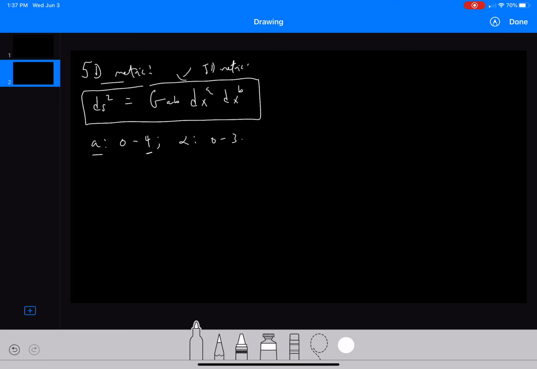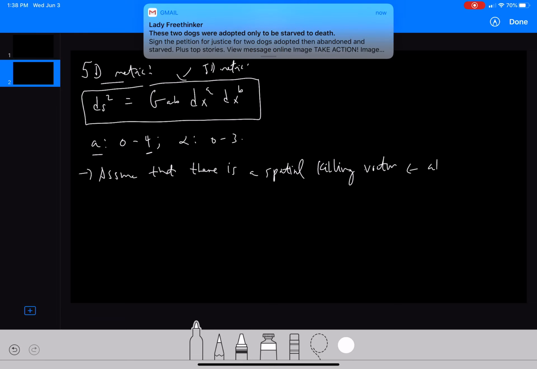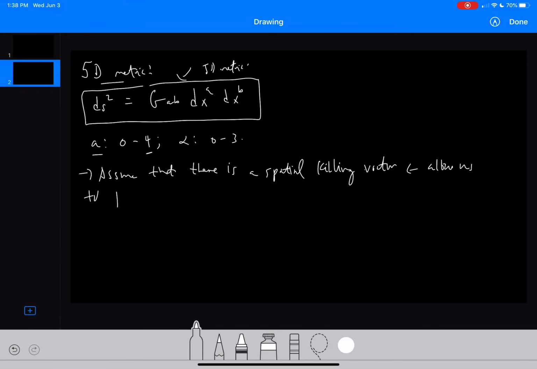And in addition, what we will assume is that there is a spatial Killing vector. And this will allow us to perform spatial compactification.